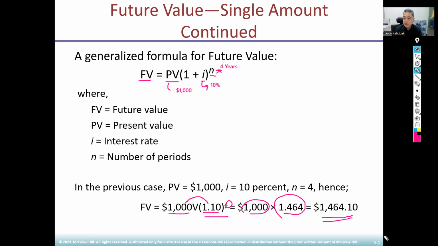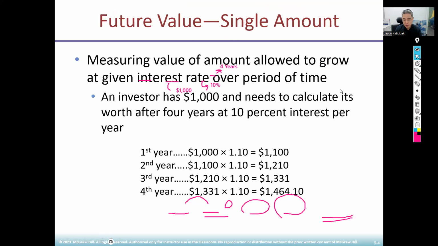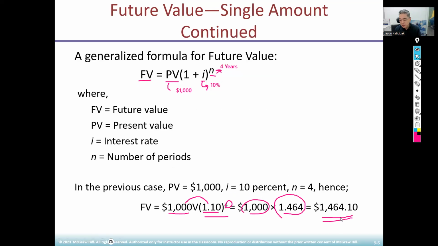So it's a better way of calculating compared to doing it this way, right? It's the same amount, 1,464.10. That's why the first thing we're going to look at is this formula. The future value is equal to the present value multiplied by 1 plus I to the nth power. Okay.